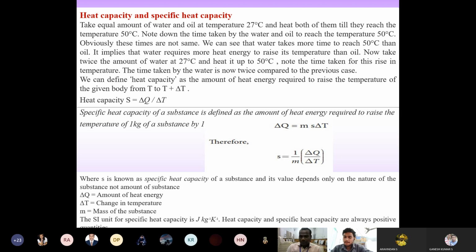We can just remember this equation for specific heat capacity. In this equation, s is the specific heat capacity, m is the mass of the substance, delta Q is the amount of heat energy, and delta T is the temperature change. The SI unit of specific heat capacity is joule per kilogram Kelvin. Then heat capacity and specific heat capacity are always positive quantities, right? These parameters will be positive. The unit will be joule per kilogram Kelvin.